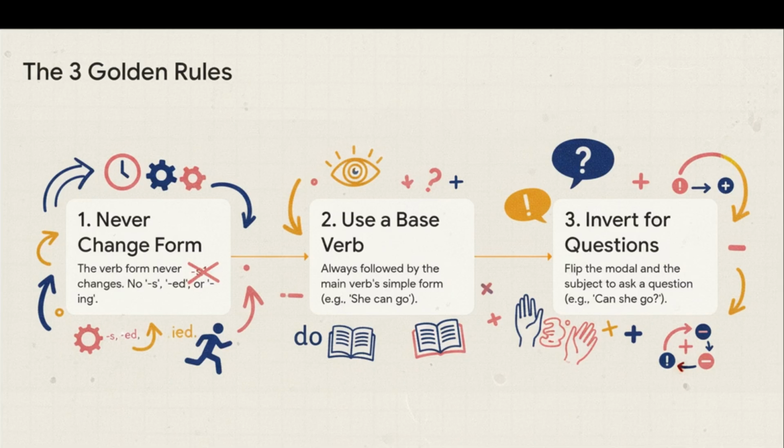And rule 3, to ask a question, you just flip it. Instead of she can go, you ask, can she go? You don't need any extra words like do or does. See, I told you it was simple.